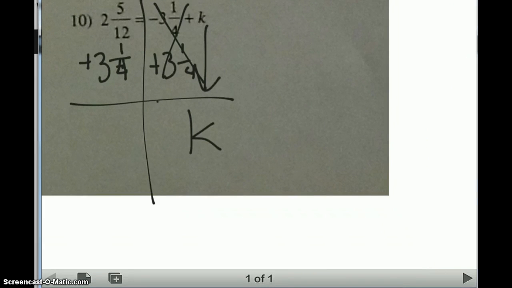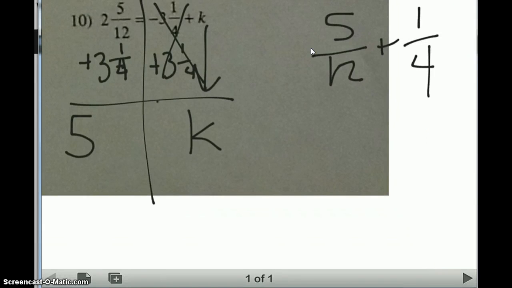Okay, so everything is the same sign, which is great. So I take 2 plus 3 gives me 5. 5/12 plus 1/4. Can I do that? I can't. Hold on just a second. Okay, so I've got 5/12 plus 1/4. I can write that over here. 5/12 plus 1/4. Can I just add right across the top? No, Mrs. Beaver, you need common denominators.